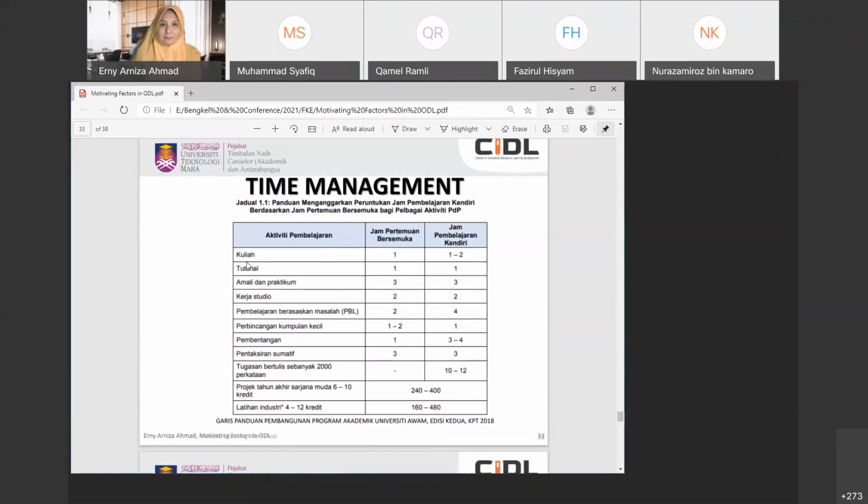Ini yang dah ditetapkan. Okay, contohnya kalau lecture you 1 jam, you kena belajar sendiri 1 jam. Contohnya kalau hari tu you ada lecture 2 jam, you kena allocate 2 jam untuk buat preparation untuk subjek tu. Okay, contohnya kalau subjek tu 2 jam untuk lecture, 1 jam pertama you kena belajar sebelum, dan you attend lecture 2 jam, dan kemudian you kena buat revision 1 jam selepas, 4 jam.